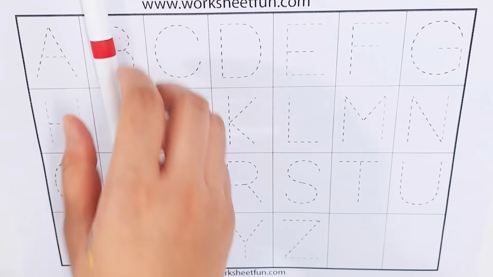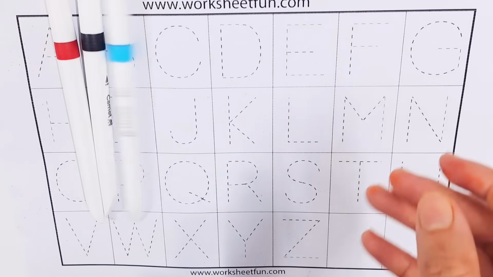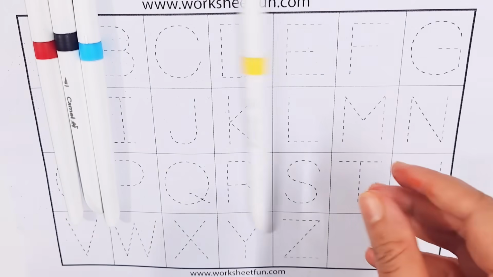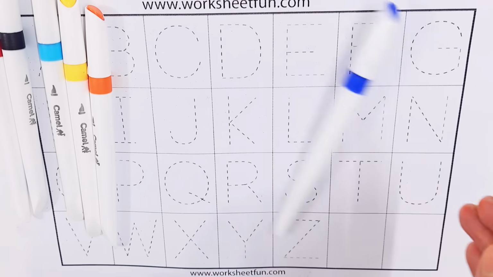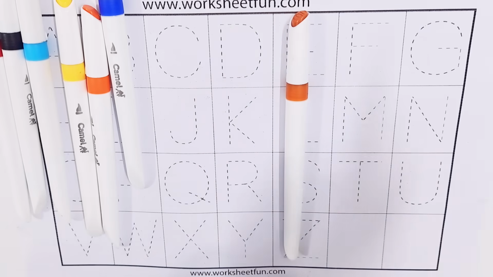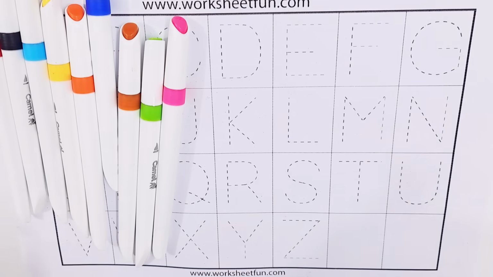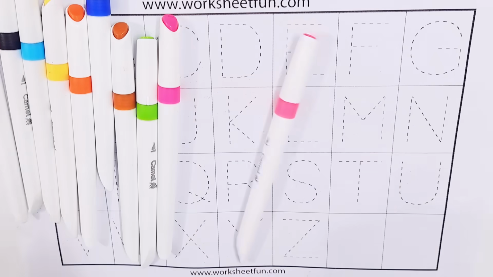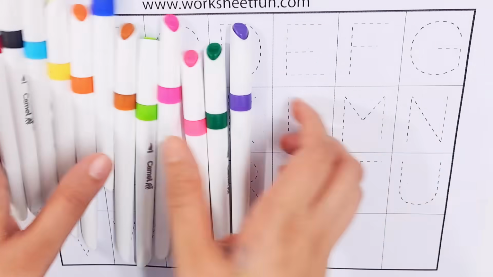Let's learn some colors. Red color, black color, sky blue color, yellow color, orange color, dark blue color, brown color, light green color, purple color, pink color, dark green color, violet color.